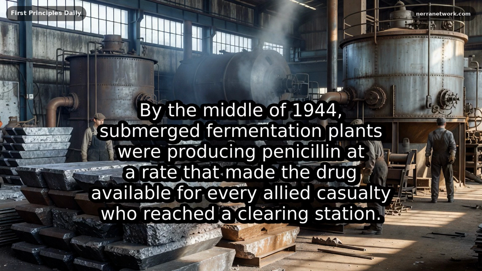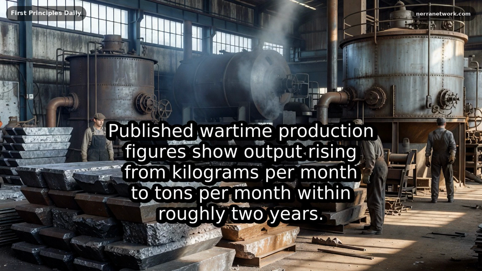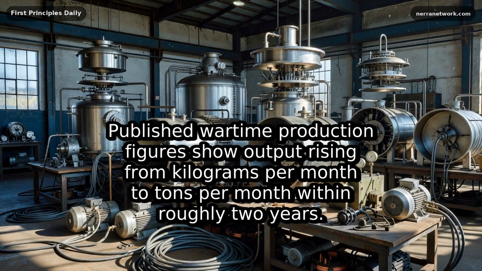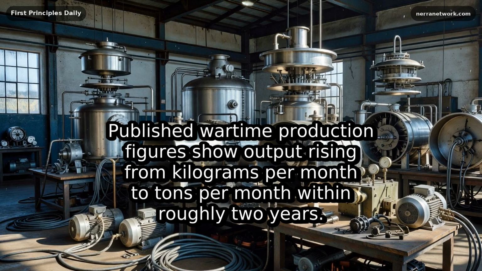By the middle of 1944, submerged fermentation plants were producing penicillin at a rate that made the drug available for every Allied casualty who reached a clearing station. Published wartime production figures show output rising from kilograms per month to tons per month within roughly 2 years.